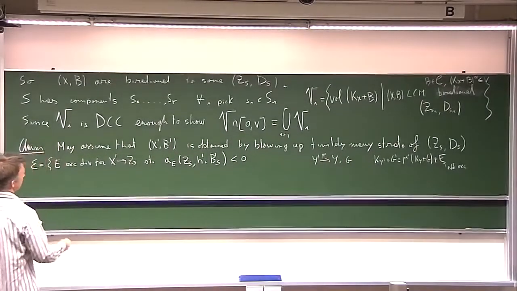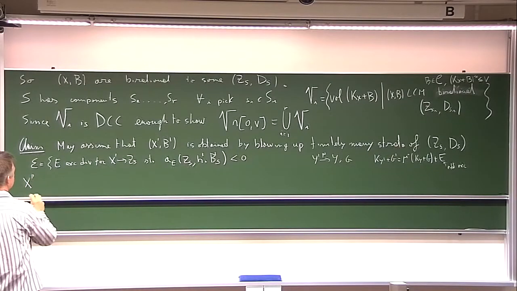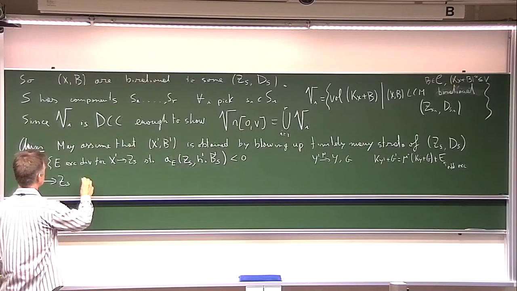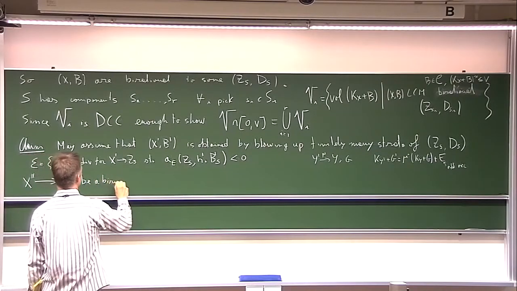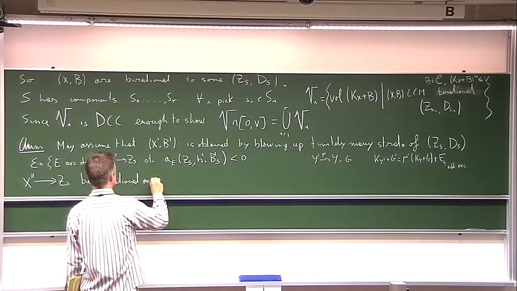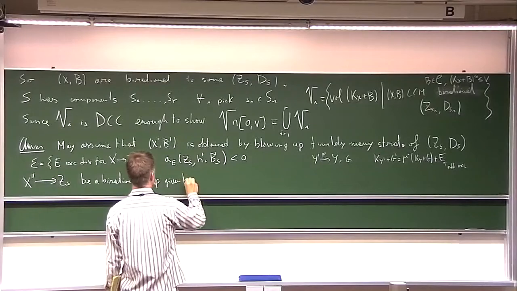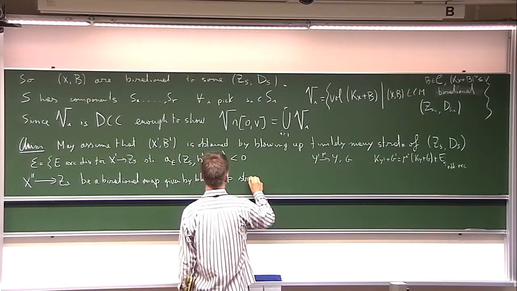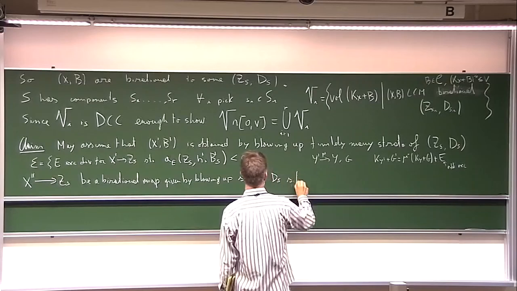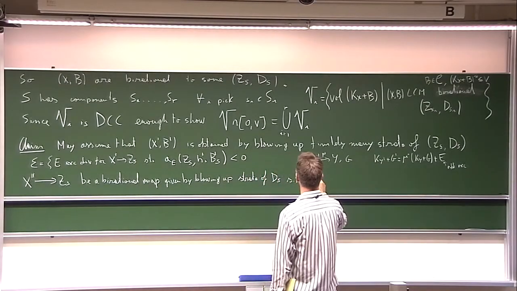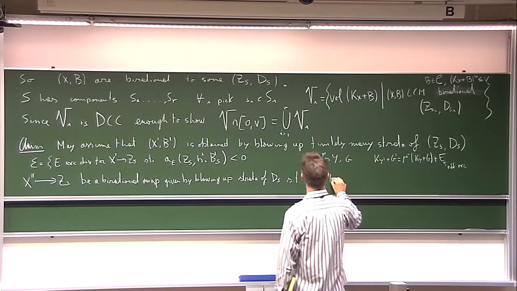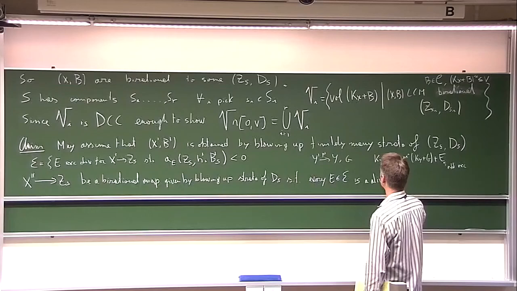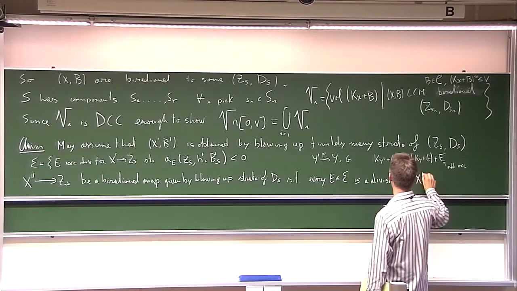And then I let X double prime to Zs be a birational map given by blowing up strata of Ds such that every divisor in this set E is actually a divisor on X double prime.